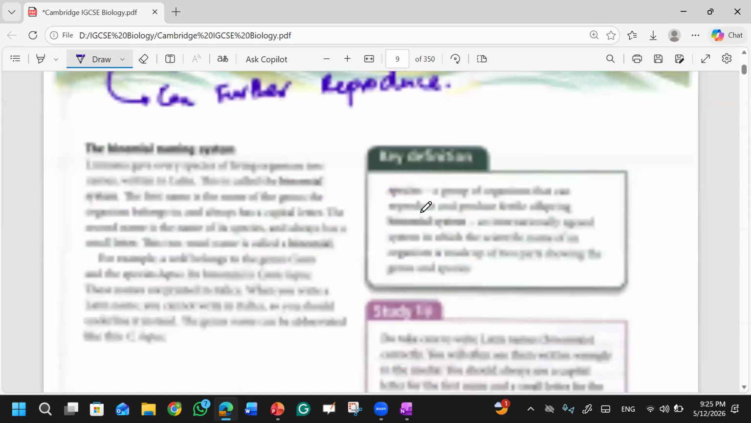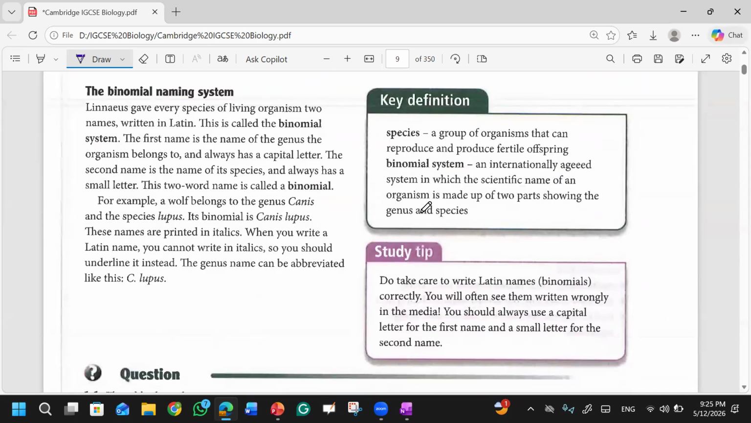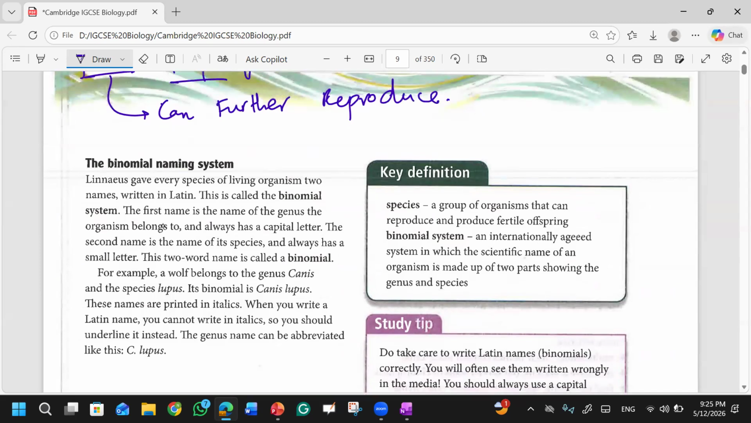Then there is a discussion of the binomial nomenclature. Binomial nomenclature is this, which I have already told you: every species has two names. The first name is its genus name, and the second name is the species name. This is known as binomial nomenclature.